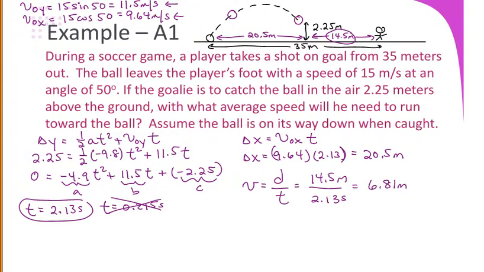Okay, so calculating that, we find that his average speed as he runs toward the ball, catches it 2¼ meters above the ground, he would have to run toward the ball, toward the kicker, at 6.81 meters per second. So that's going to be his constant speed.